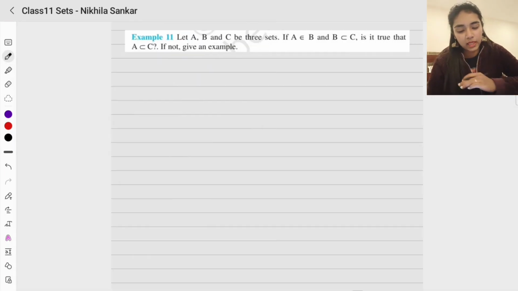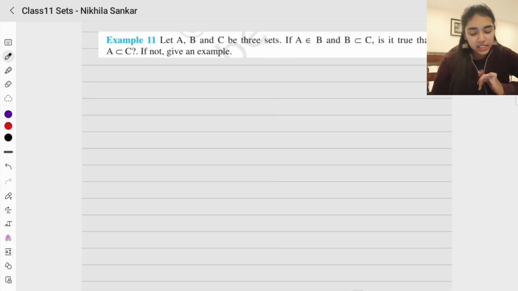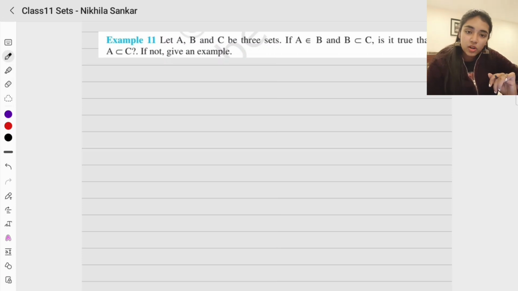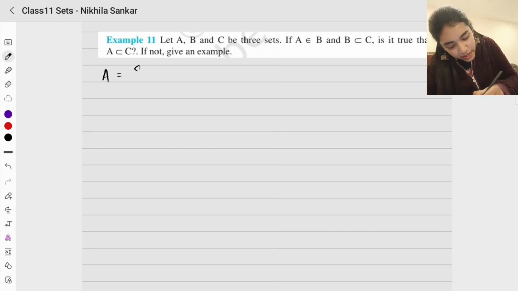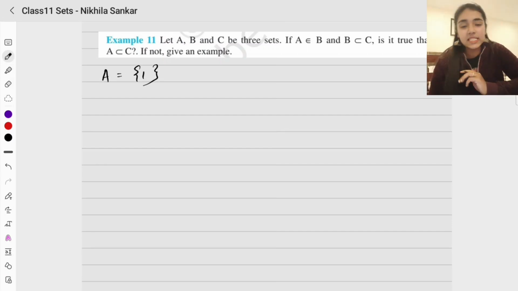Next example. Let A, B, C be 3 sets. They have given A belongs to B. What does A belongs to B mean? The element in A is going to belong to B. So let me write 3 sets for you. A is going to be the number 1. This is given in your example book question, and I'll explain using that. So A is equal to 1.